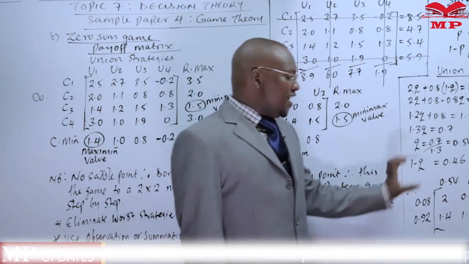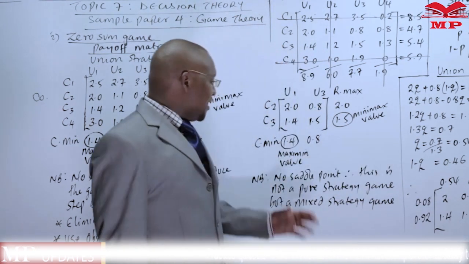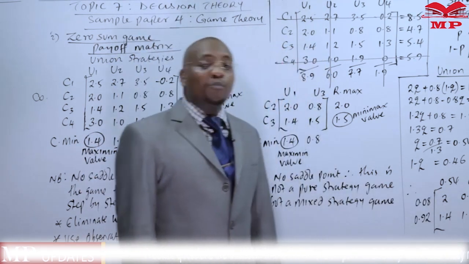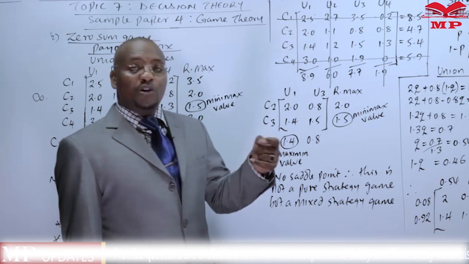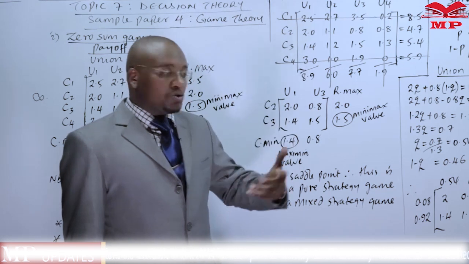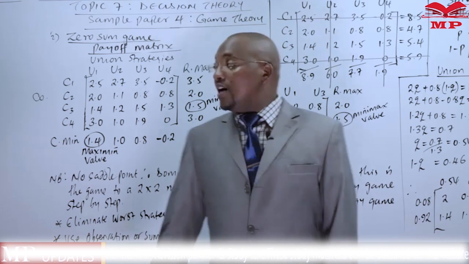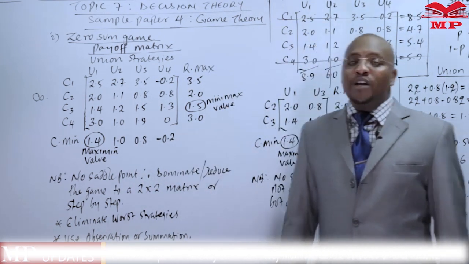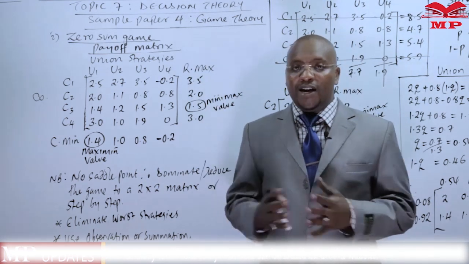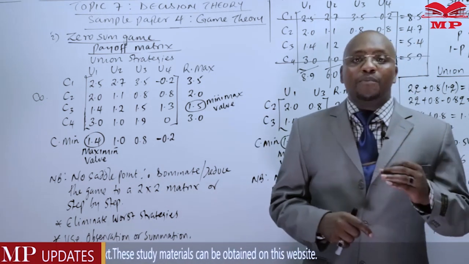So we are able to conclude that the union and the company are going to play these two strategies, and the value of the game is 1.45, meaning that the union is going to gain, while the company is going to lose and pay them 1.45. That is all about sample paper 4 on game theory. For now, that is all about the revision concerning decision theory and especially game theory.